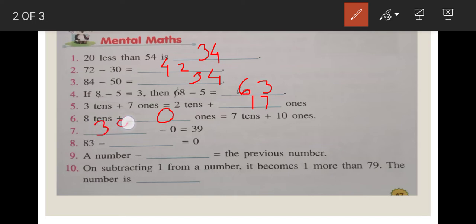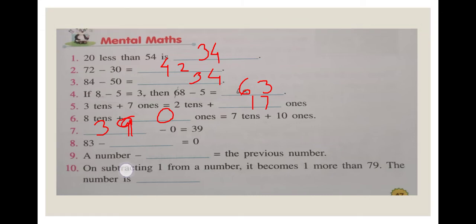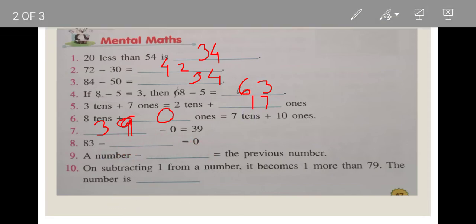So 39 minus 0 is 39. In the same way, 83 minus dash is 0. So when do you get 0? A number subtracted from the same number gives you the answer 0, right? So what do we have to write here? 83 minus 83 will be 0.